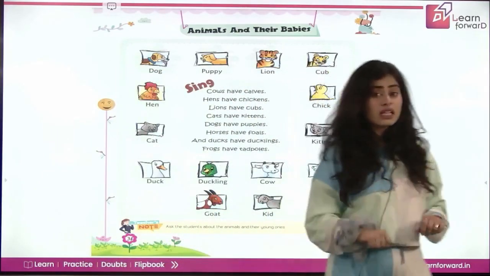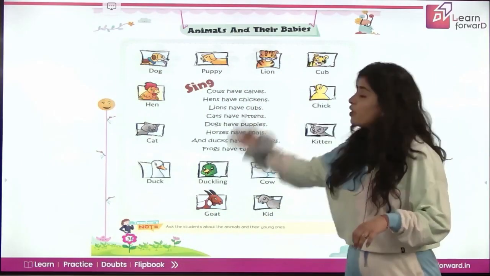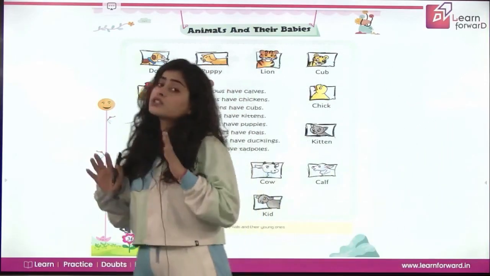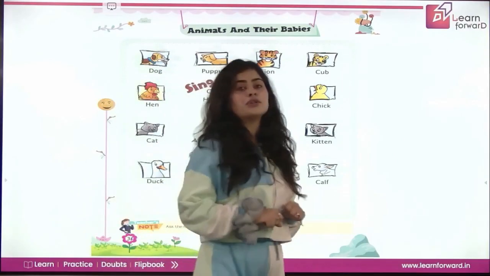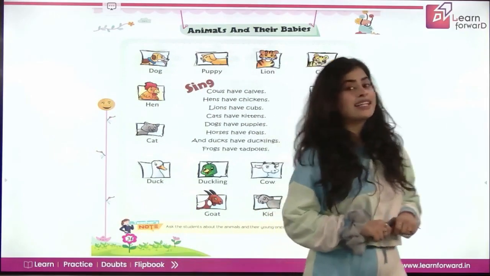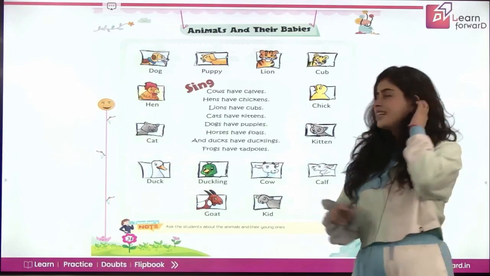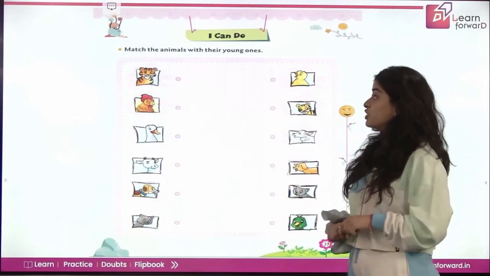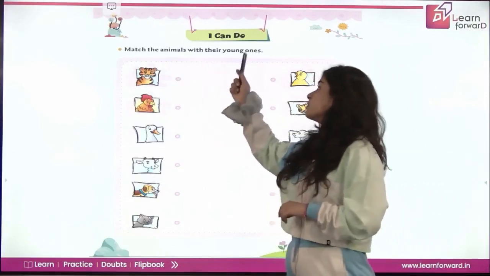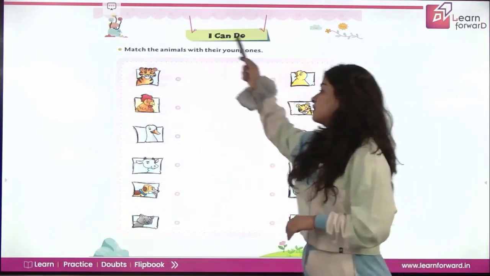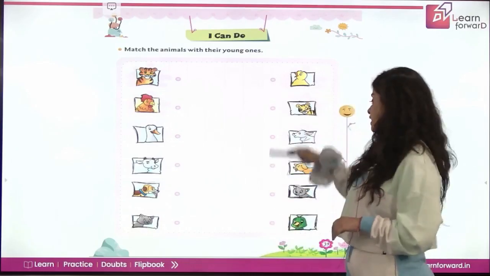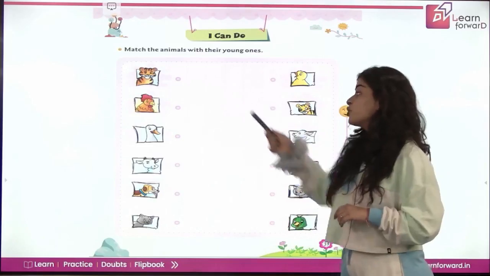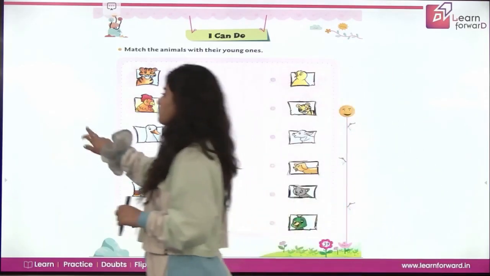Now, like this, you will learn all the animals and their babies' names because it is also very important for you to know them. Now come to the next page, which is match the animals with their young ones. These are the animals and here are the young ones, meaning their babies. We have to do the matching. So let's do the matching.